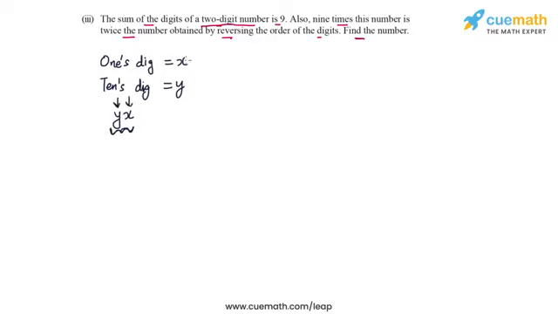Now let's look at how we can put together a pair of linear equations in x and y. The first piece of information says the sum of the digits of this number is 9. So this one is actually quite straightforward. x plus y is equal to 9. So this is our first equation.